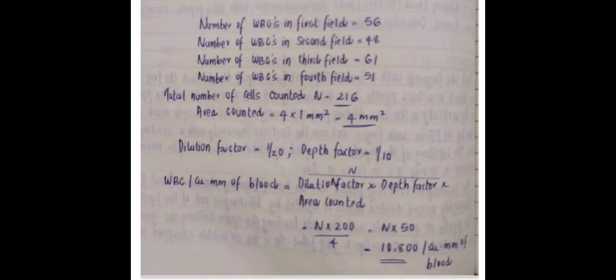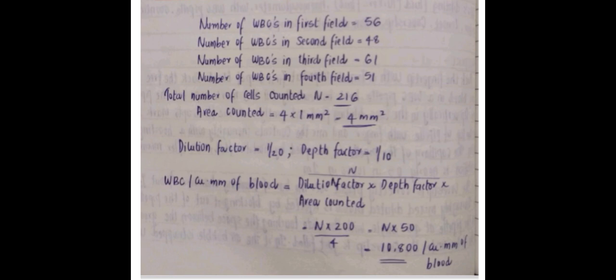Now just quickly compare these two sessions of WBC counting and RBC counting. Here we could say calculations, WBC total count. Number of WBCs in the first field is found to be 56, in the second field 48, in the third field 61, and in the fourth field 51. So the total number of cells counted turned out to be 216.